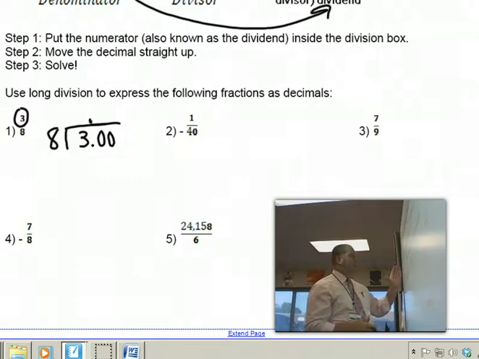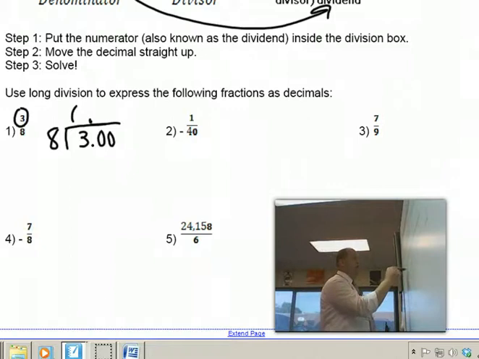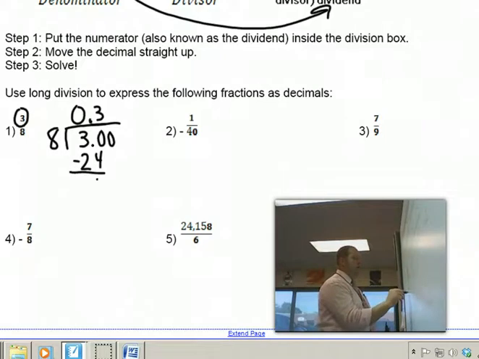We know that 3/8 is less than 1 whole. So if we reversed it, we'd get 2 point something, which doesn't make sense because we know it's not more than 1 whole, sorry. So the 8 goes into the 3 0 times. 8 into 30 is 3 times. That's 24. Subtract, we bring the 0 down.